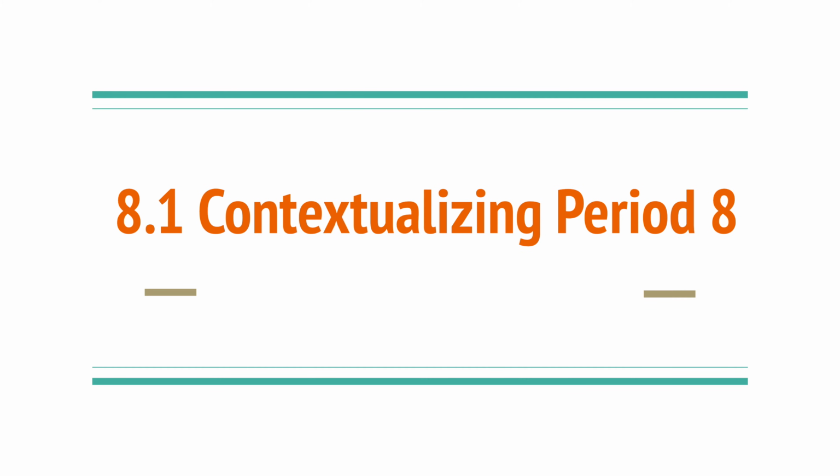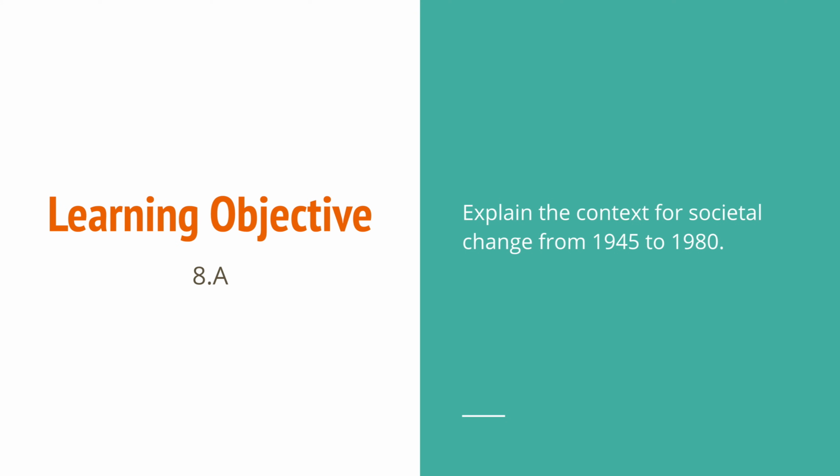This is number 75 and we are starting on period 8. So this lecture is going to give you some context into everything that happened. This historical period goes from 1945, the end of World War II, all the way through 1980 and the election of Ronald Reagan. So there's going to be one learning objective. It's pretty broad. Explain the context for societal change from 1945 to 1980.